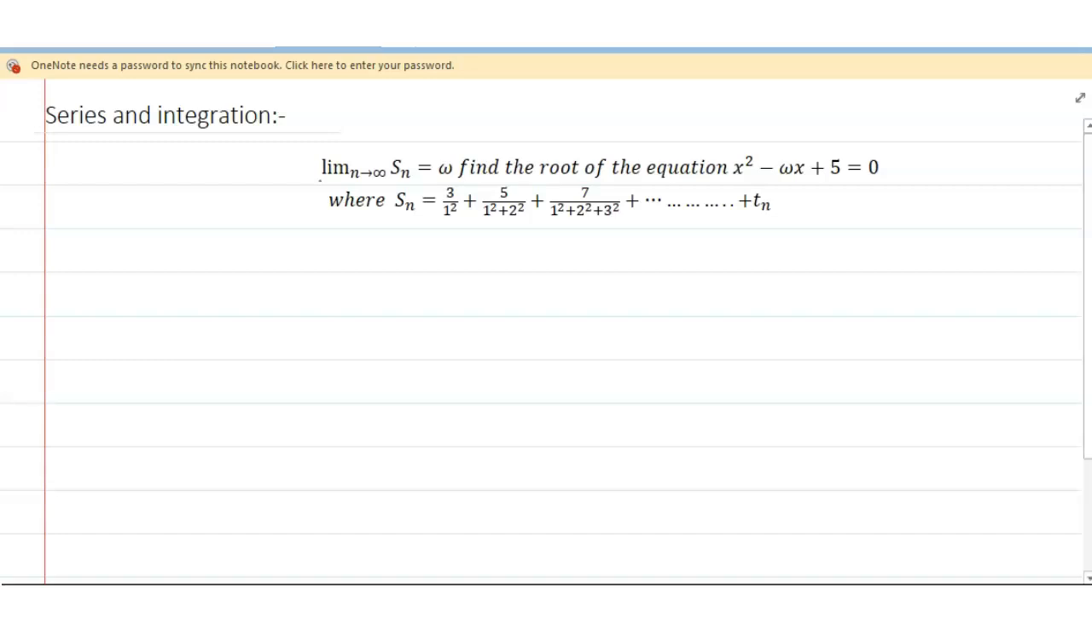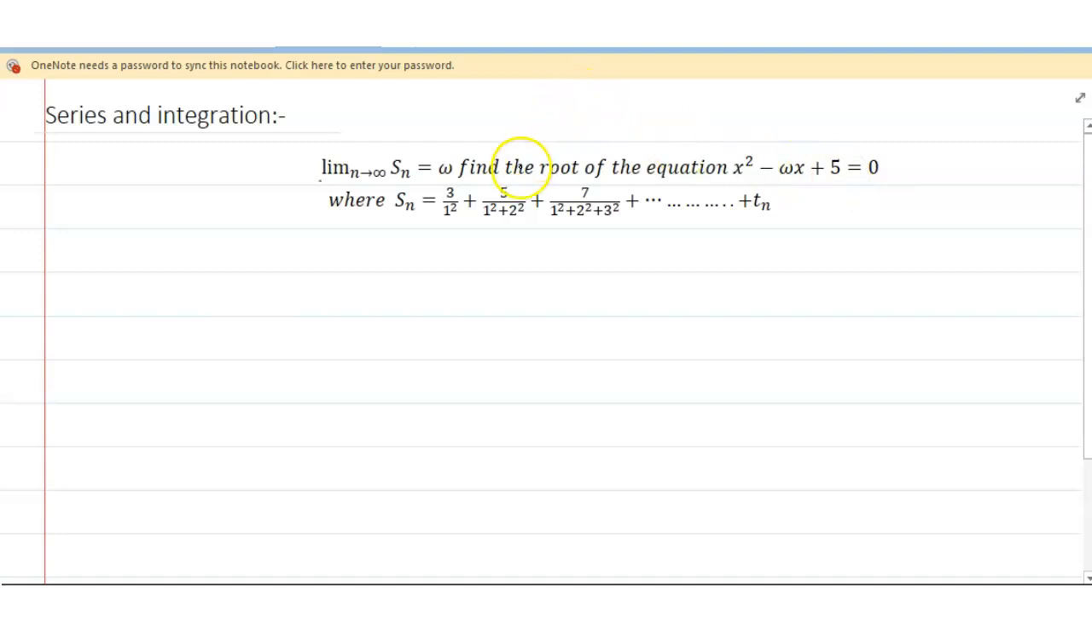Today I want to discuss an interesting series integration problem. So friends, let's start to solve this problem. Given the problem, limit n tends to infinity Sn equals omega. Find the root of the equation x square minus omega x plus 5 equals 0.